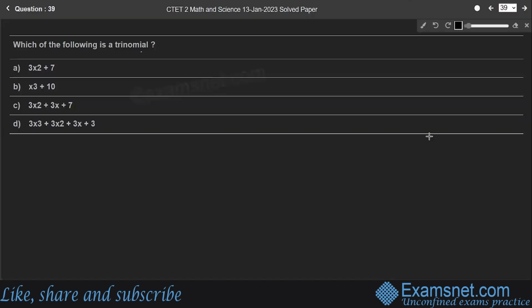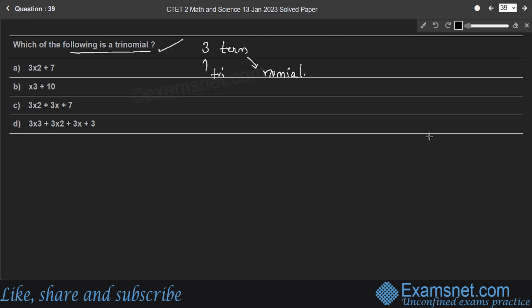Question 39. Which of the following is a trinomial? Trinomial means the expression which contains three terms. Here, tri means three, and nomial means terms. So the expression which has three terms is called a trinomial.